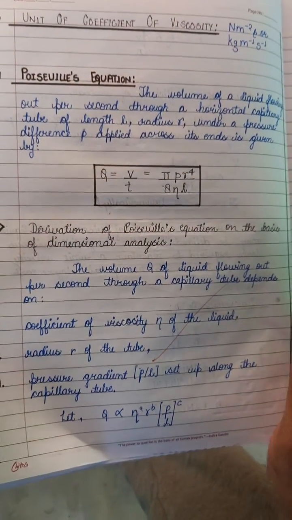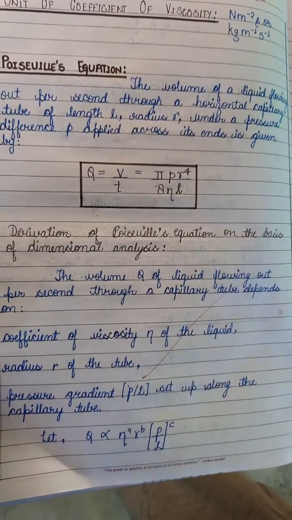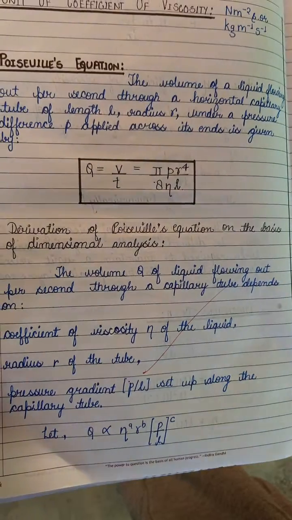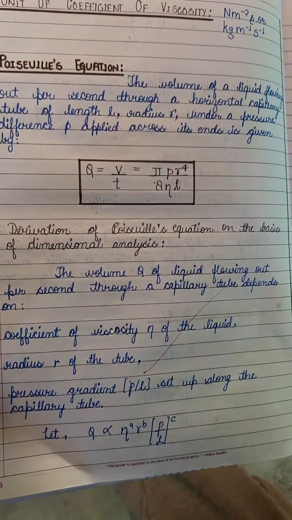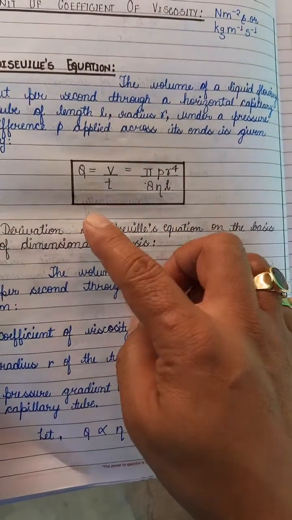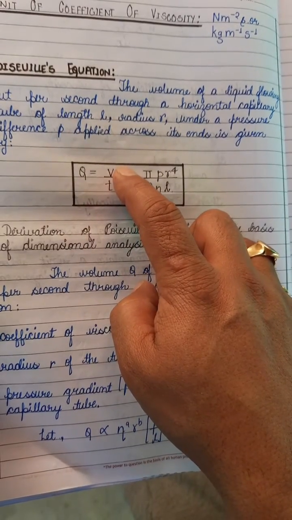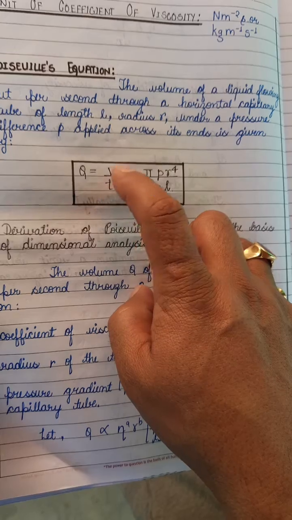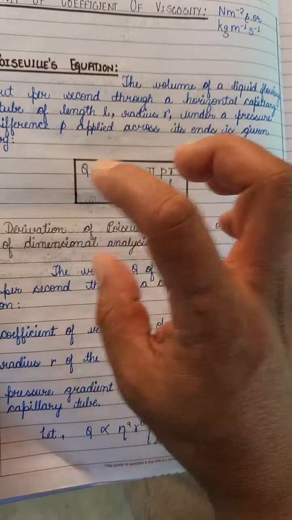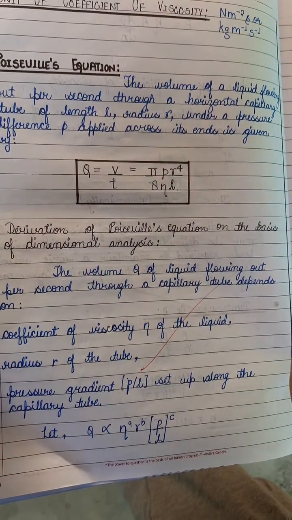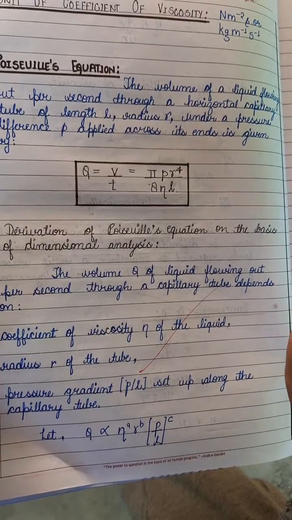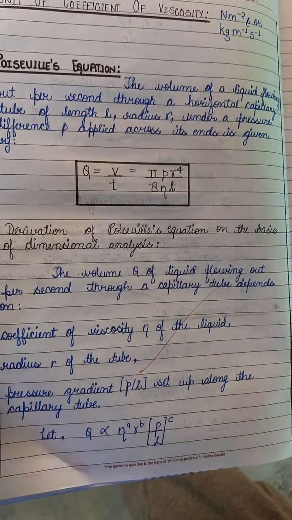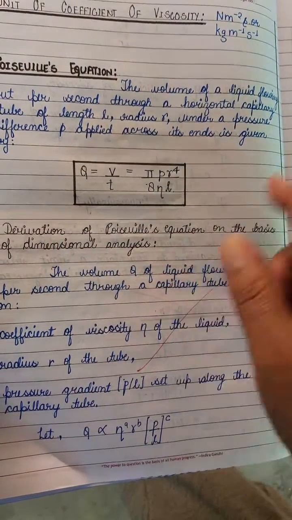This is a very important topic called Poiseuille's equation, which we use to determine the quantity of water passing through a unit volume in unit time. That is, V is the volume and T is the time. So Q is called the rate of flow of volume through any pipe or any opening having cross-sectional area A. See how to derive the expression for Poiseuille's equation.